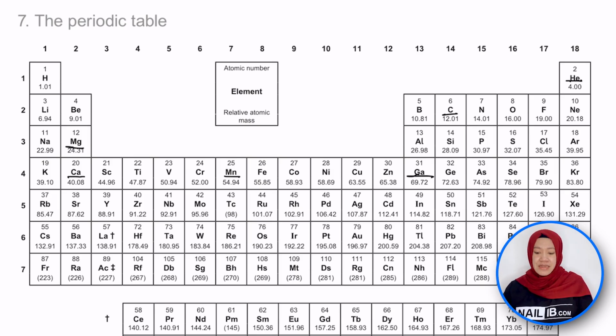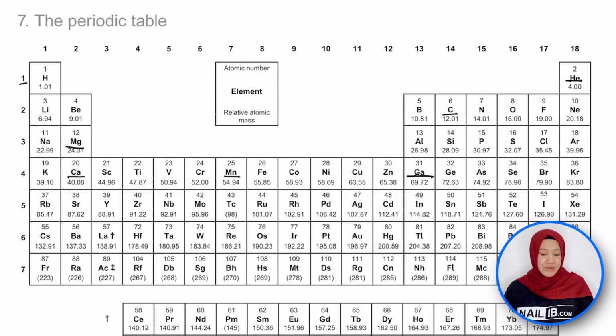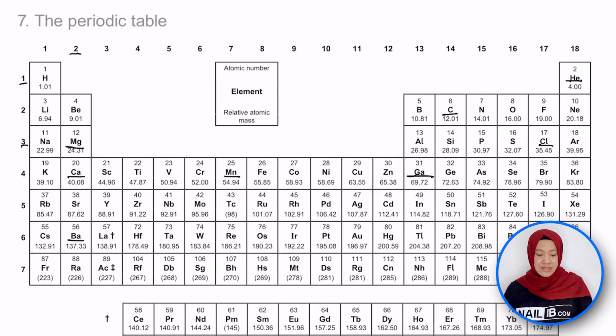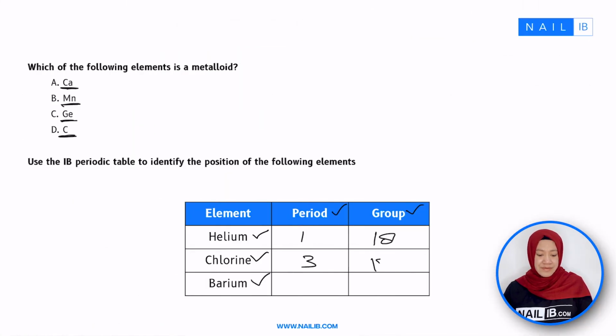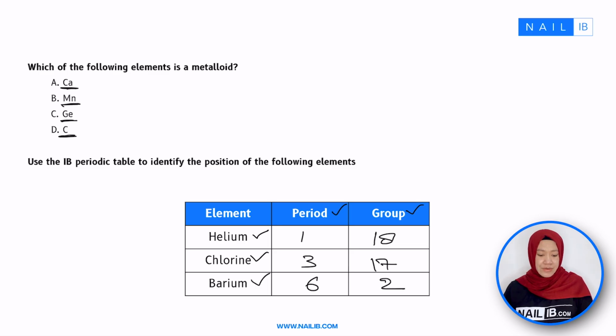So helium is group 18, period 1. And the other elements, chlorine and barium. Chlorine, Cl, is group 17, period 3. And barium, Ba, is group 2, period 6. So let's write it here. Helium: period 1, group 18. Chlorine: period 3, group 17. Barium: period 6, group 2.